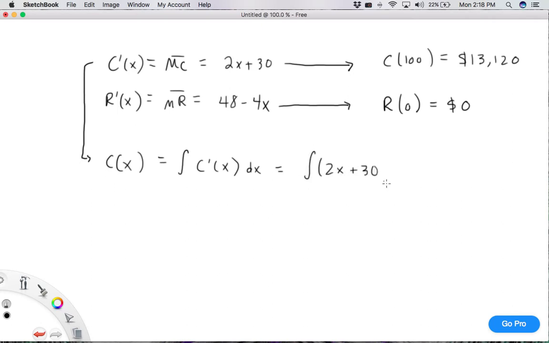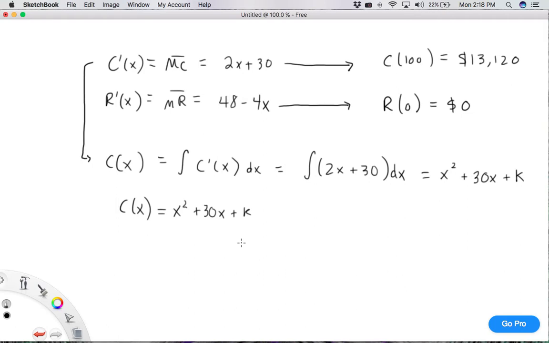2x plus 30. How do we integrate this? Well, it's going to be x squared plus 30x plus potentially some constant value. I'll actually use k, so we're already using c, so that might get confusing. Anyways, so now we know that the original cost function, whose derivative was 2x plus 30, must be x squared plus 30x plus k.